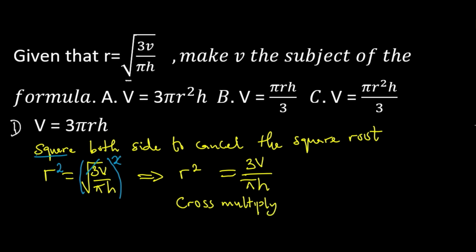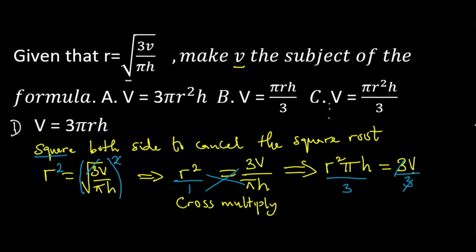We now see that 3v will multiply 1 and r squared will multiply pi h. So in this case we have r squared pi h is equal to 3v times 1, which is 3v. And we have to make v the subject there. The coefficient of v is 3, so we divide both sides by 3. So the final answer: v is equal to pi r squared h over 3. So option C is our final answer.